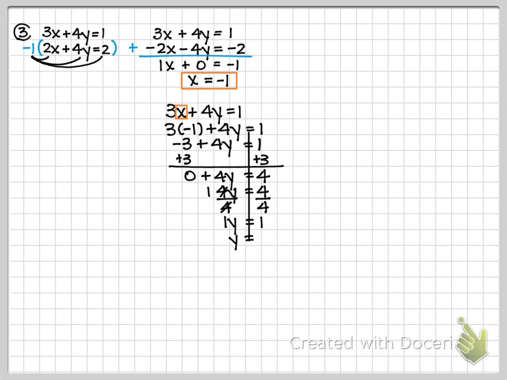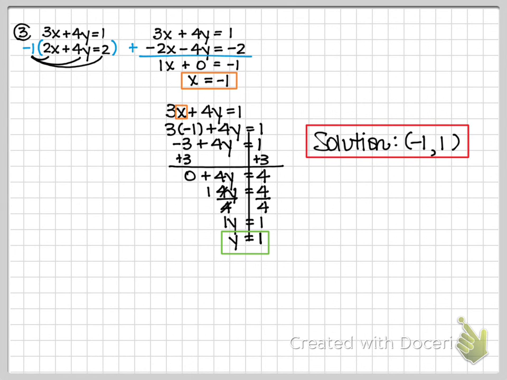I got y equals 1. Did anybody else get y equals 1? Okay. All right. So let's write our solution then. Again, in alphabetic order, the x is -1, the y is 1. That's my solution to this system. I can check it if I wanted to by plugging it into both of the equations.